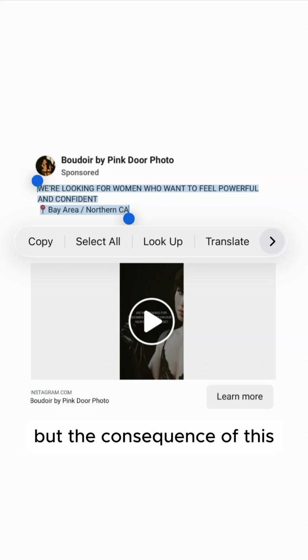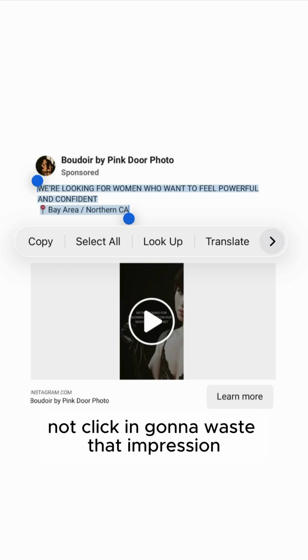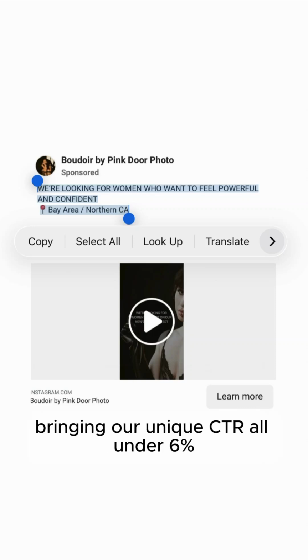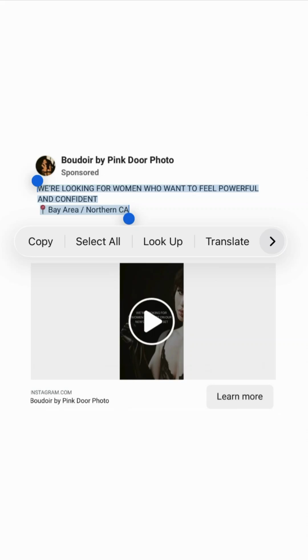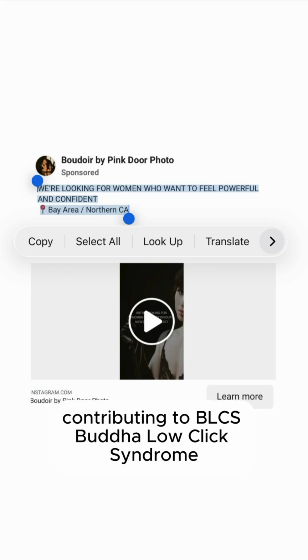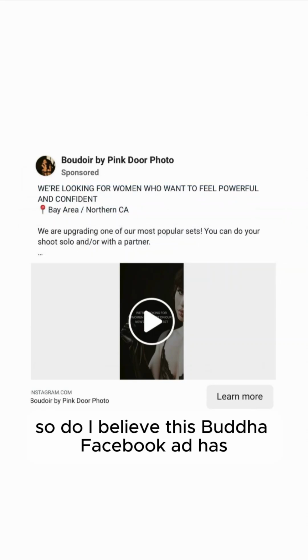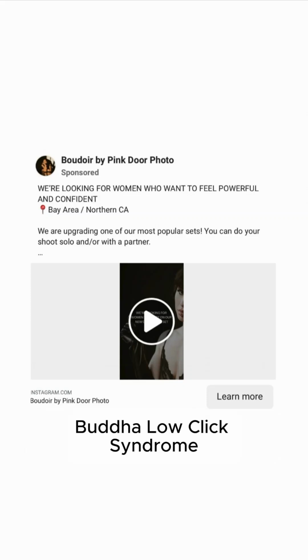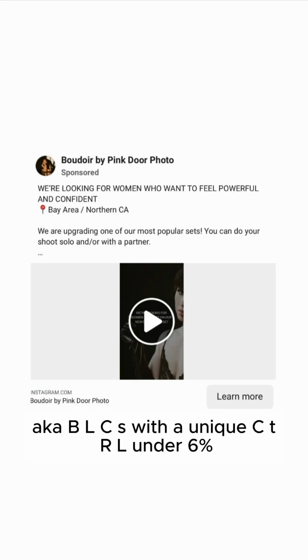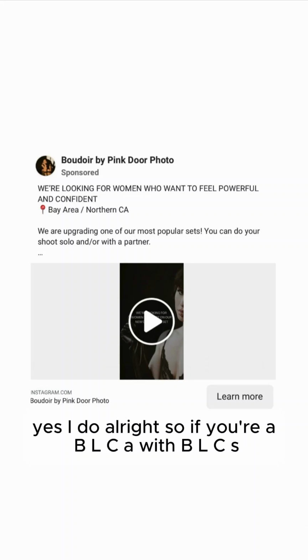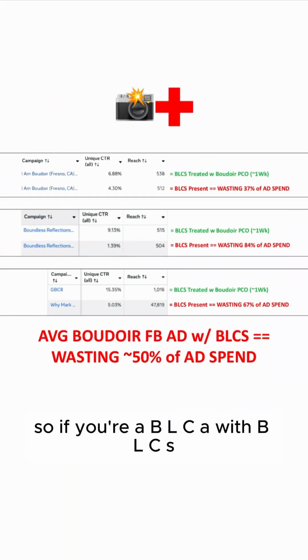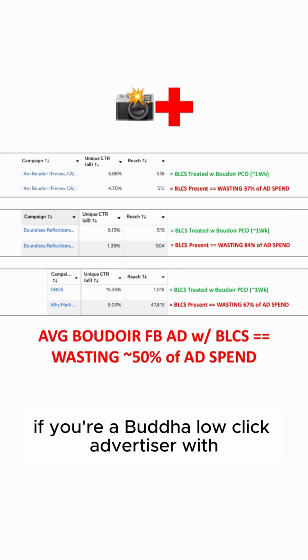But the consequence of making this mistake is way more women are going to scroll by our Boudoir Facebook ad, not click in, wasting that impression, bringing our unique CTR under 6%, contributing to BLCS, Boudoir low click syndrome. So, do I believe this Boudoir Facebook ad has Boudoir low click syndrome, aka BLCS, with a unique CTR under 6%? Yes, I do.